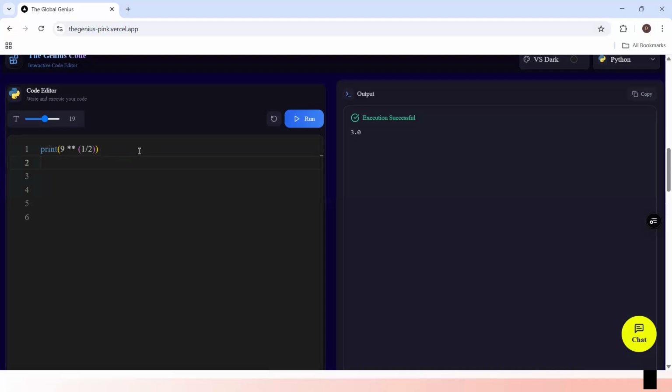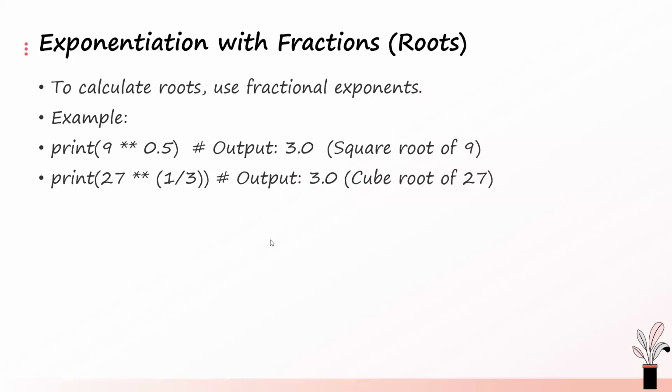If you want to do the cube root of a number, let's say the cube root of 27 is 3, we are going to do 27 exponential 1 over 3. And if we run this, we will get 3. So this is the cube root. This is how to get the cube root of a number, and this is how to get the square root of a number. You can always practice with this.